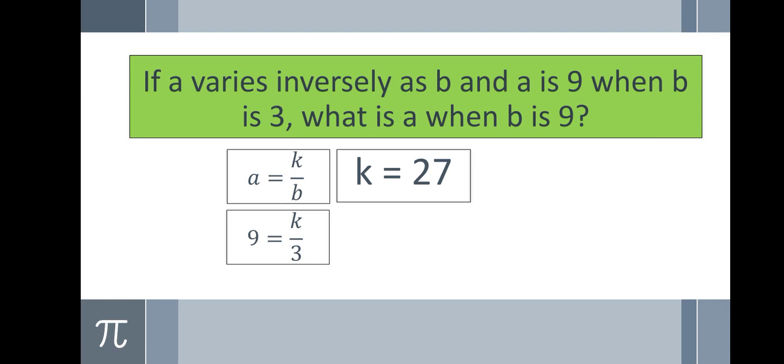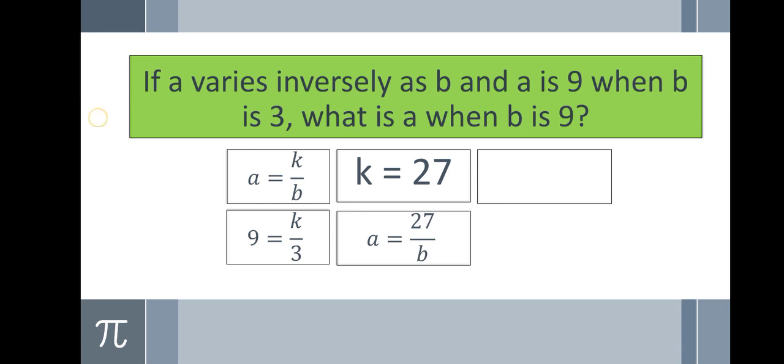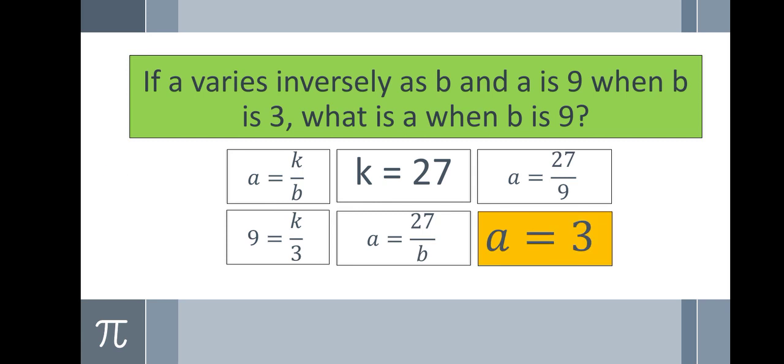Now we will substitute this k to the first formula to give us a is equal to 27 over b. Now we will use this model expression to answer the question, what is a when b is 9? We will substitute b with 9 to get the value of a, and 27 divided by 9 is 3. Therefore, a is 3 when b is 9.